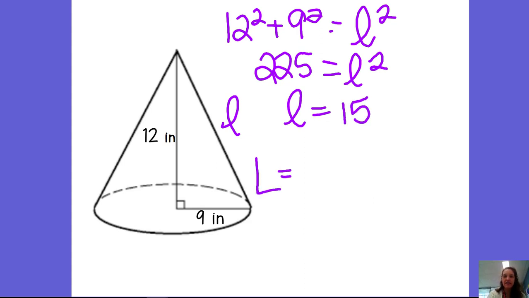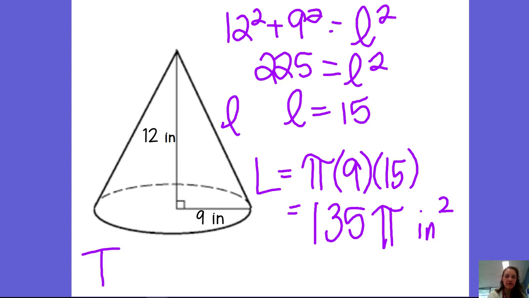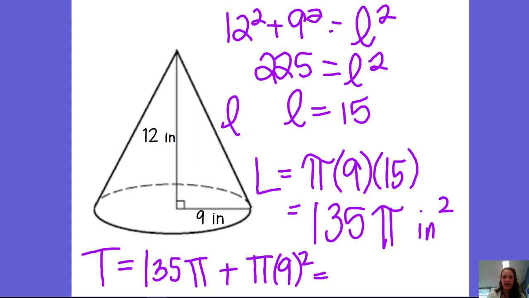So your lateral surface area is pi times the radius, which is 9, times the slant height, which is 15. Let's keep this in terms of pi, so it's 135 pi inches squared. And then to find your total surface area, you're just going to take your lateral surface area and add in the area of that circular base, so pi r squared, so pi times 9 squared, which is 81 pi. So 135 pi plus 81 pi is 216 pi inches squared.